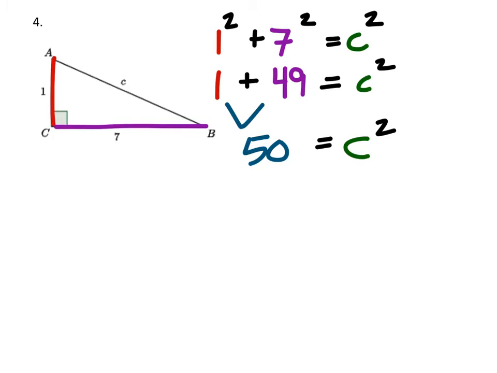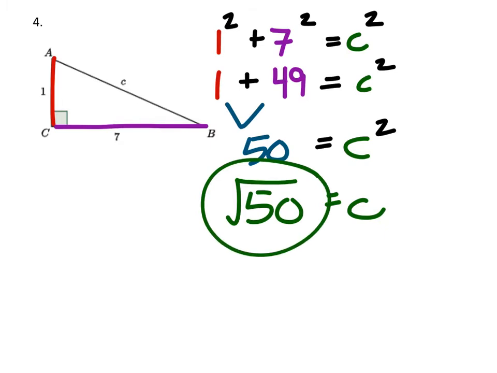But I don't want the square, I just want the length of the side. I'm going to take that 50 and square root it, and that would give me the value of c. The hypotenuse length is the square root of 50.